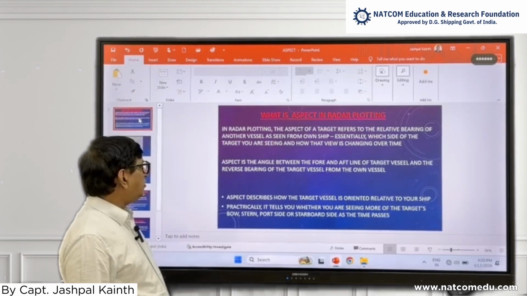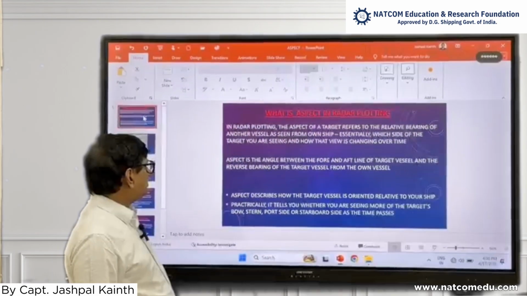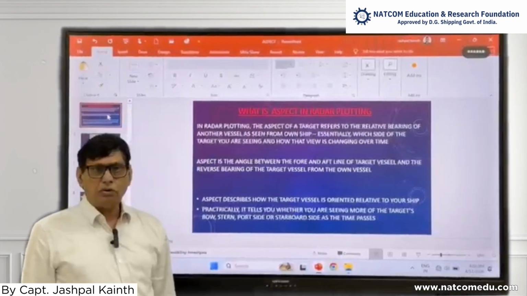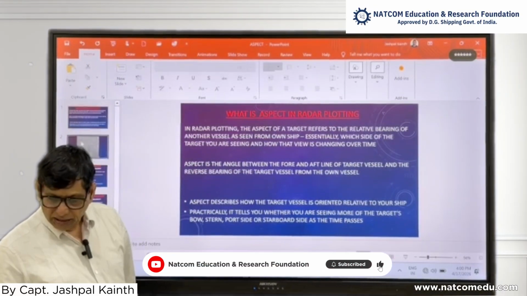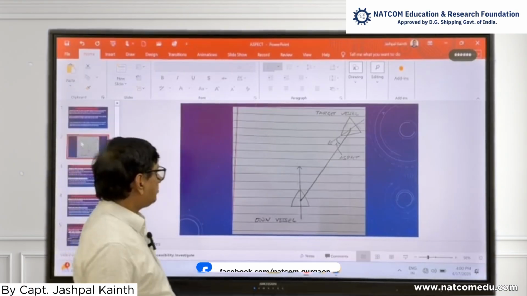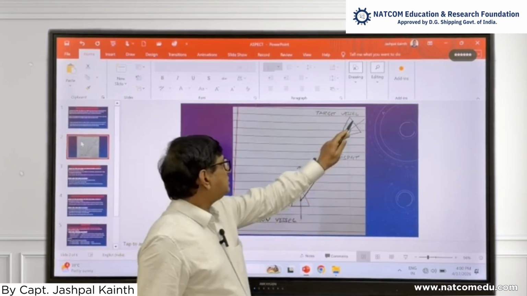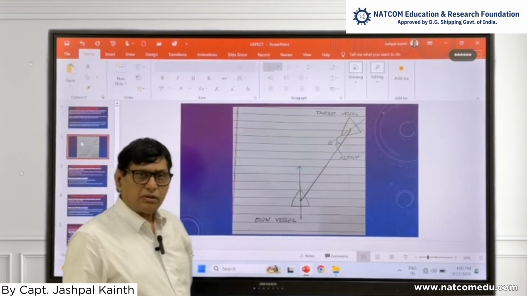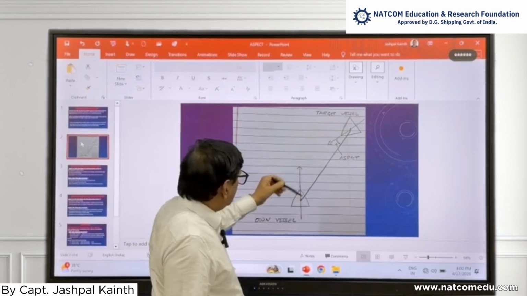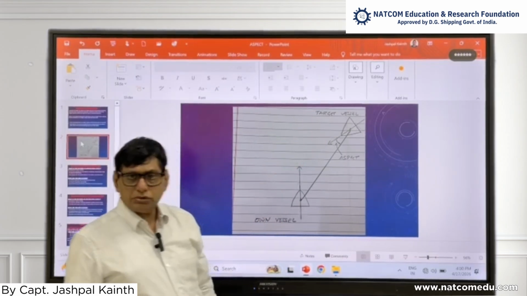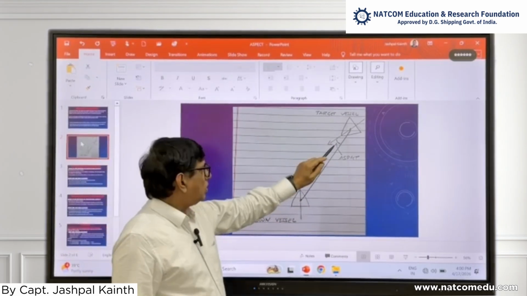So, aspect is the angle between the fore and aft line of the target vessel and the reverse bearing of the target vessel from your own vessel. In the diagram you can see in the next slide, if this is your own vessel, this is the target and this is the fore and aft line of the target vessel, and this is the reverse bearing from the target towards the own vessel. So, this angle is called the aspect.